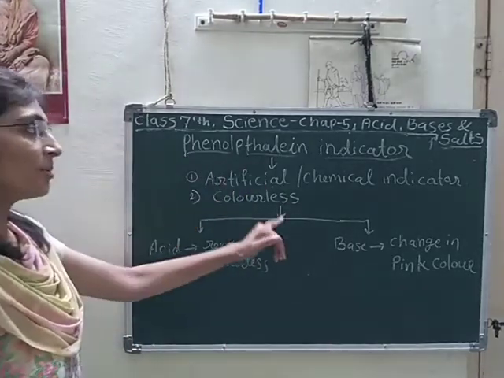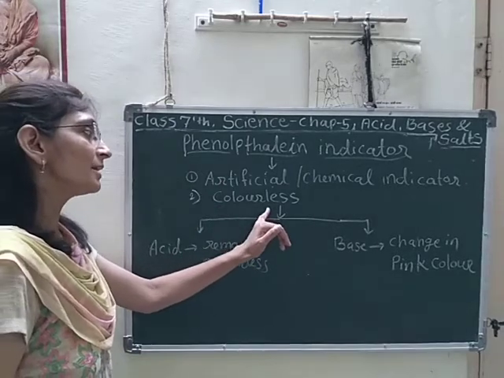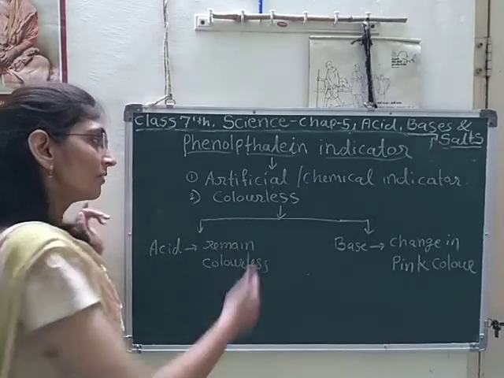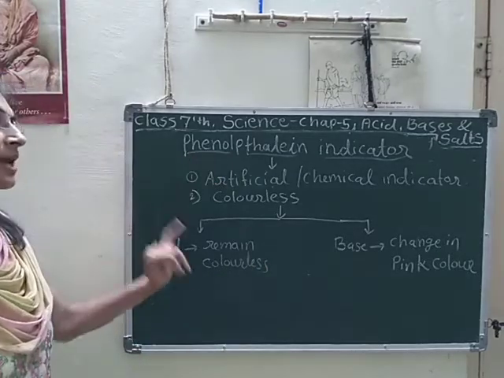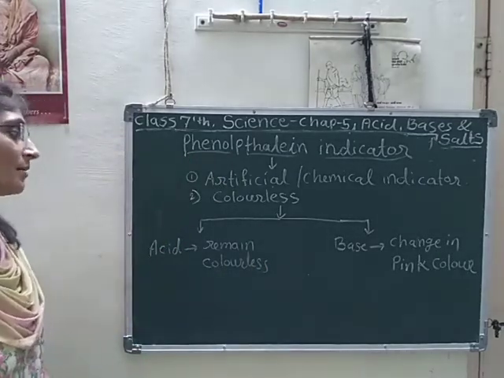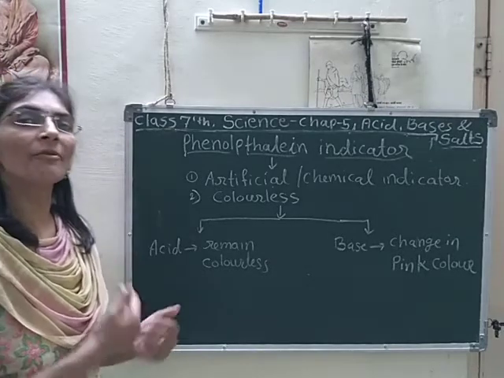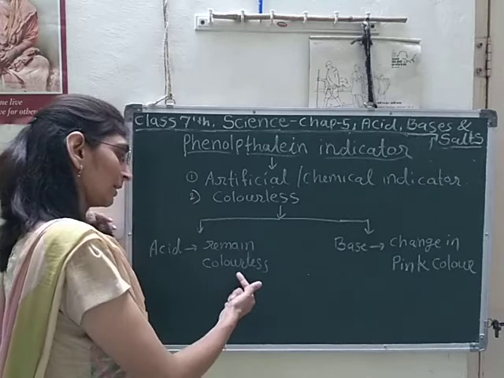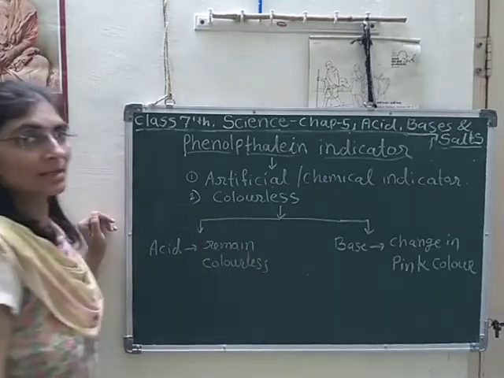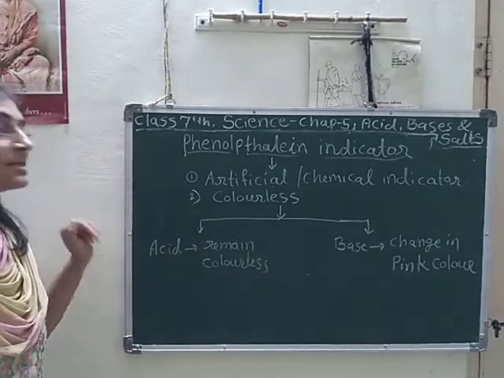Phenolphthalein indicator is initially colorless. When the phenolphthalein indicator reacts with acid, what effect will we get here? What result will we get? It will remain colorless as it is.